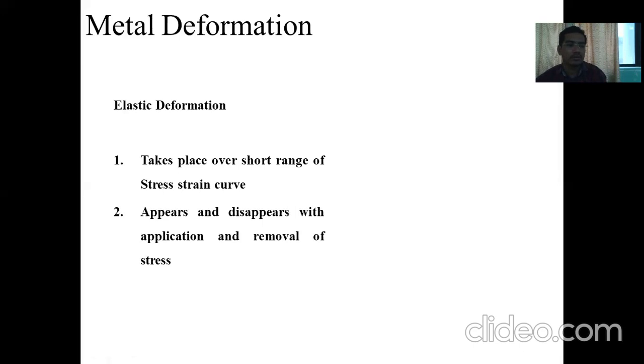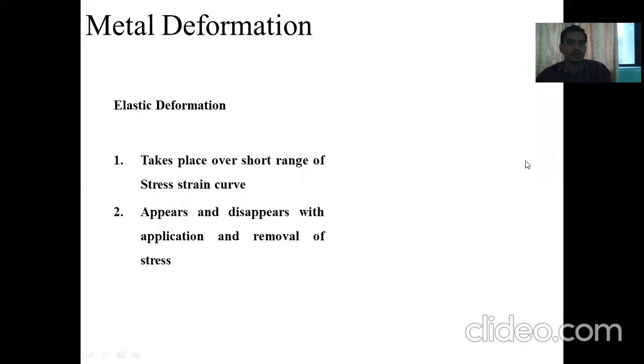Next, it appears and disappears with application and removal of the stress. So this is also one of the important conditions for the elastic deformation. Here we can see elastic deformation appears and disappears with the application and removal of the stress. It means when we apply the load or the stress, the material gets deformed, and when we release the load, the material regains its original shape and size.